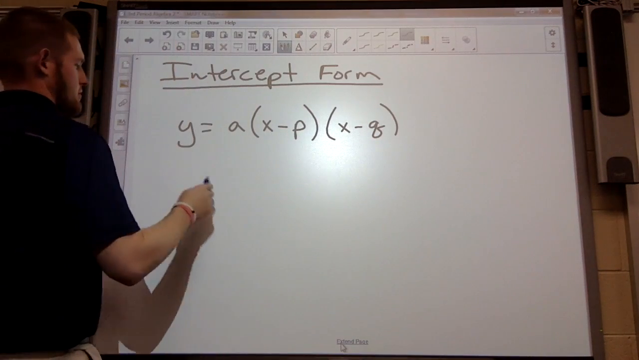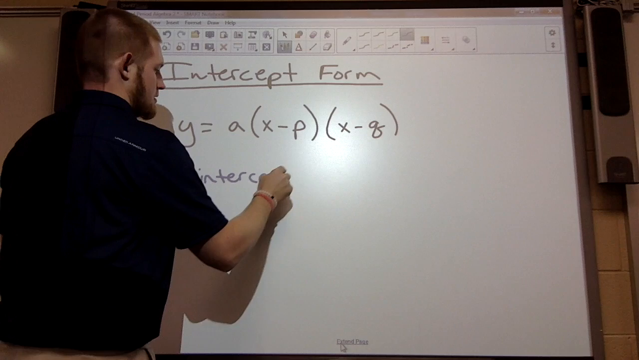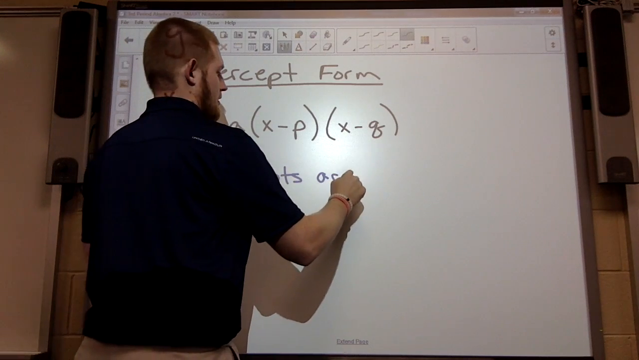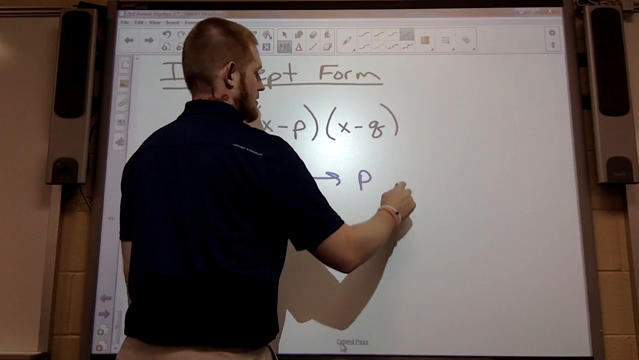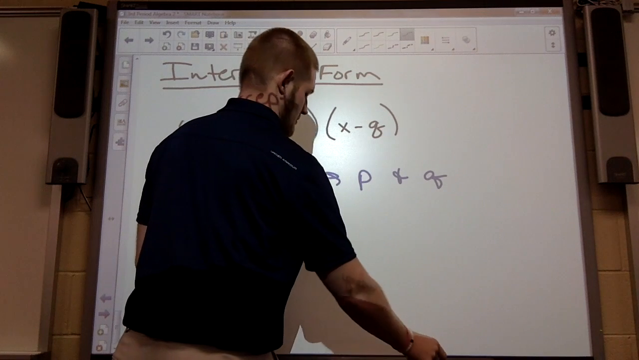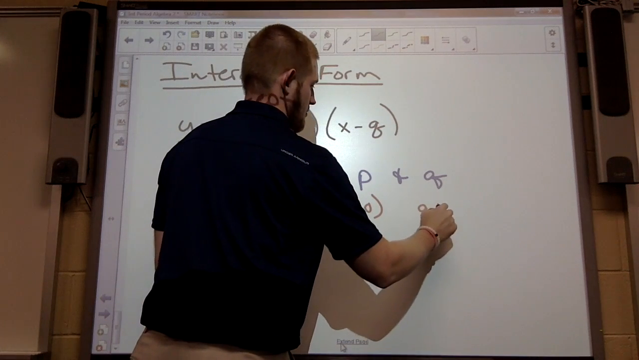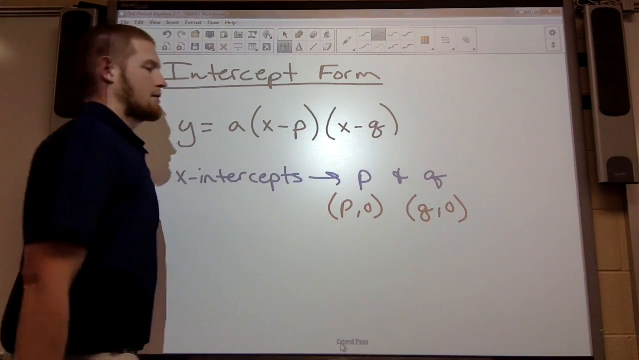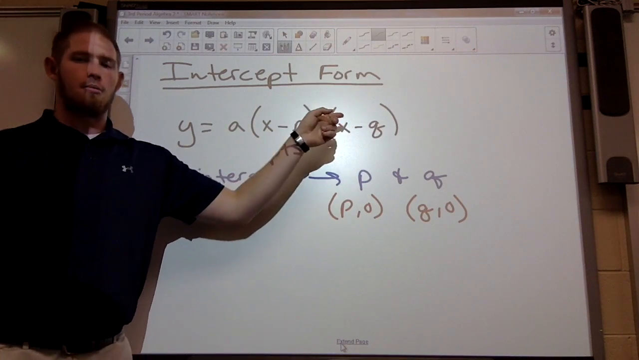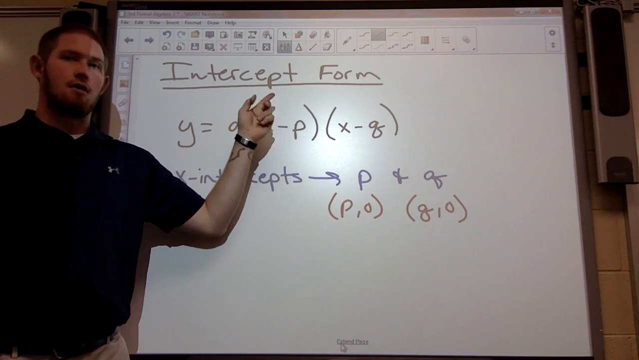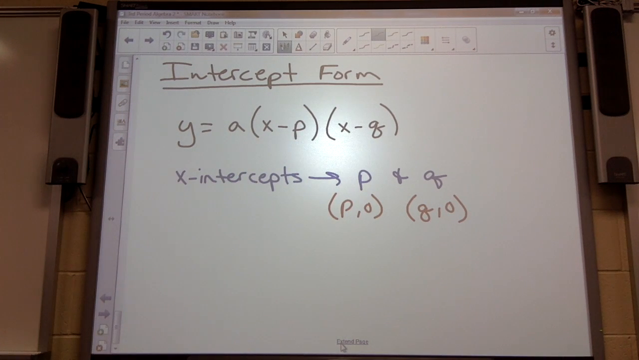The nice thing about this is your x-intercepts are at p and q. Or p comma 0, q comma 0. Okay, keep in mind, these are negative in your equation, so it's going to change your answer. If it's a negative in the problem, it's actually going to be a positive p. All right?